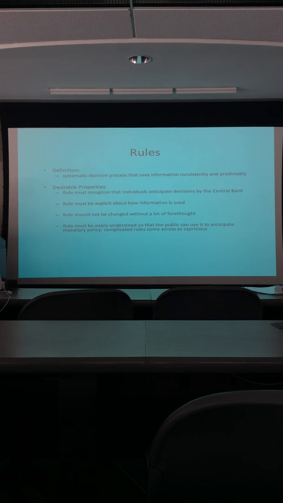Okay. So what are the rules? The first thing is that the rule has to use information consistently and predictably. You cannot have more than one rule and pick the rule that you want. One rule uses the information consistently and predictably. The rule enables you to predict what the central bank is going to do. That is the point of the rule. We will then be predicting the central bank.